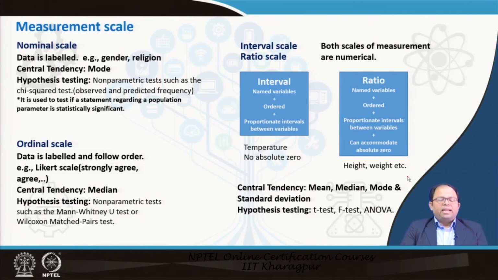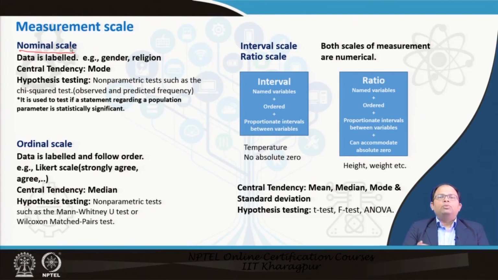So data needs to be measured, and there are different measurement scales. We first have the nominal scale, and in the nominal scale, data is labeled. For example, gender, religion: we can label the data as male or female, or in religion we can have different categories for each religion. Here we can measure the frequency of the data, and also we can identify individuals with each label that is given to them.